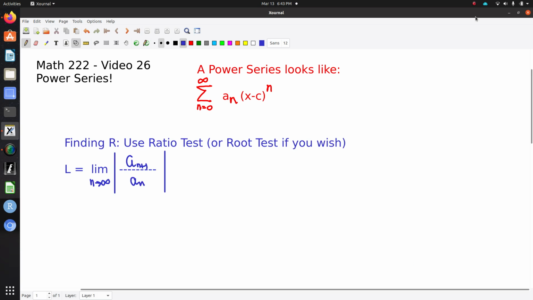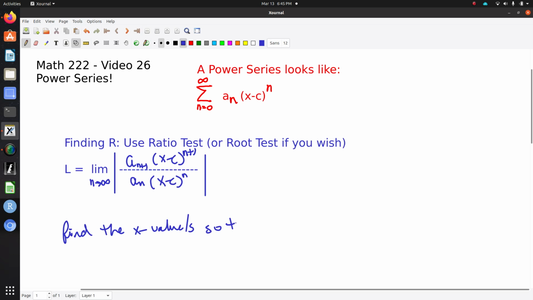So if you remember when we had the ratio test before, we would find the limit L, and we would put the a_(n+1), a term to the right, divided by a term to the left, and we would let that n go to infinity. The only difference is now we let the whole piece jump inside, so it looks like this. You just dump all that stuff in together, and then you're just going to solve for x. You're going to find the x values so that you find the limit equals 1.